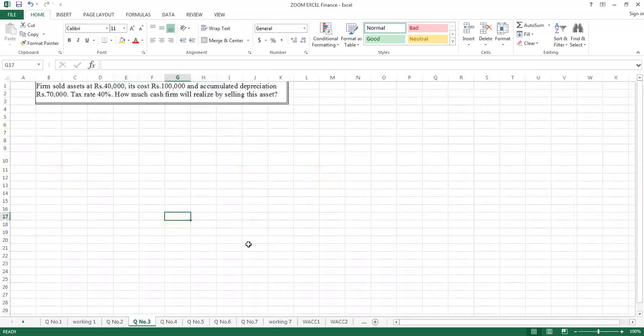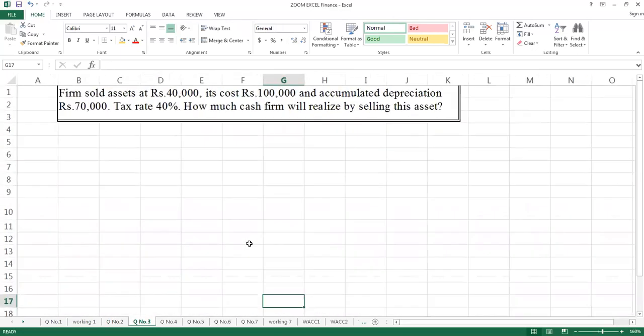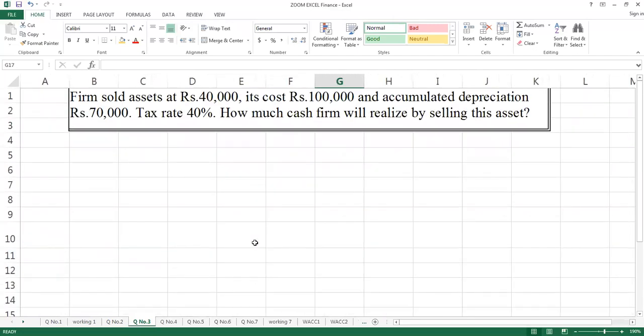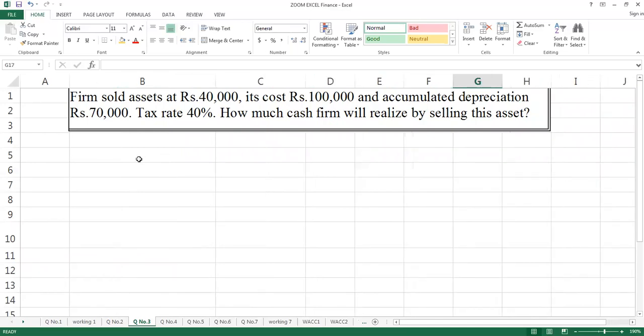Another thing that I am explaining here is this one. Now look, a firm sold assets at 40,000 and its cost is 100,000, accumulated depreciation 70,000, tax rate is 40%. How much cash will the firm realize by selling this asset? It looks quite complicated, but if you know the basic concept of depreciation, then you can do it easily. Just take care as I highlight how we calculate cash flow.